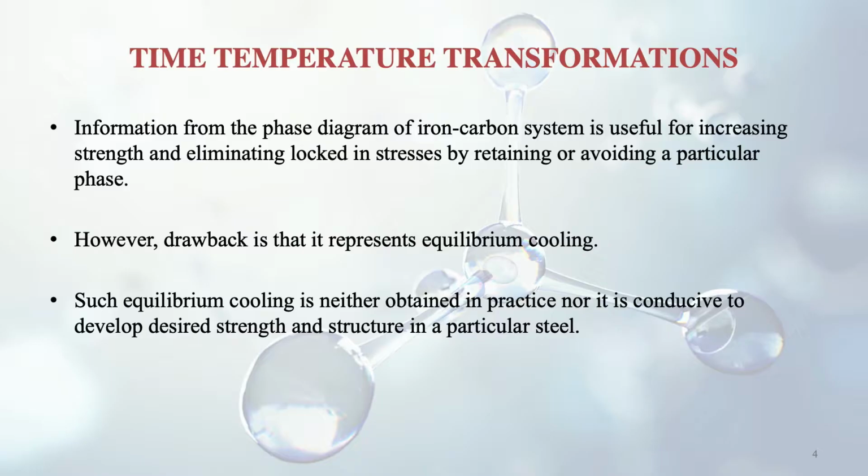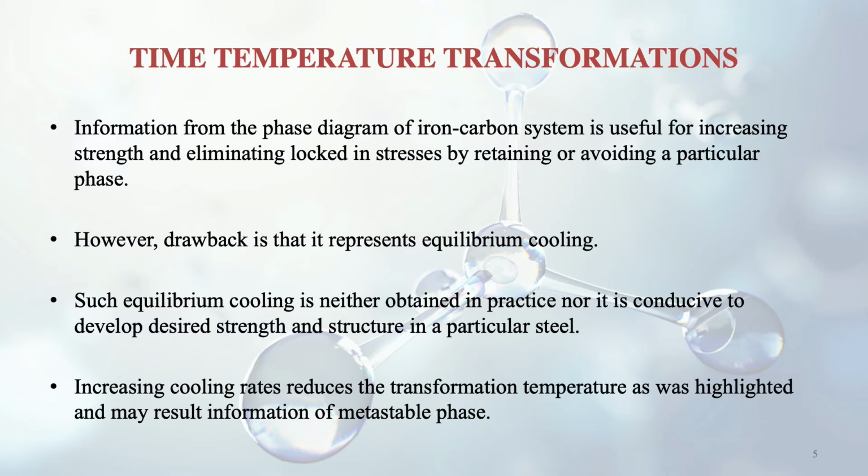That means we are considering the phase changes in the equilibrium position, meaning they are going very slowly. The cooling rate is supposed to be constant, but in reality the cooling rate varies. Accordingly things will also vary, and we will get different combinations of steels. For that purpose we have the time temperature transformation diagram. Equilibrium cooling is neither obtained in practical sense nor is it conducive to develop desired strength and structure in a particular steel.